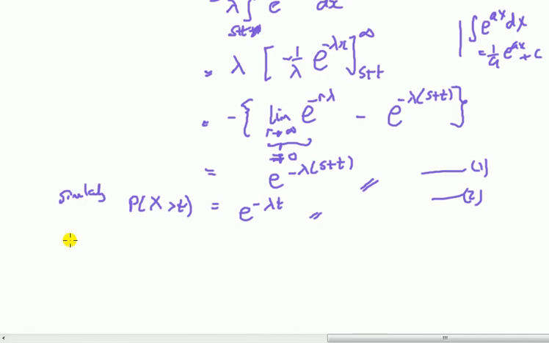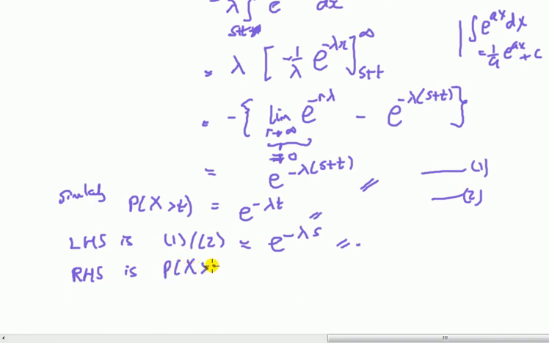So again, the left hand side then is e to the minus lambda s plus t divided by e to the minus lambda t, which is e to the minus lambda s. Okay, and the right hand side doesn't require any more working. Essentially we're done. It is the probability that x is bigger than s. It takes this form, so it's e to the minus lambda s. These two are the same. Hence, left hand side equals the right hand side. Left hand side of the memoryless property equals right hand side of the memoryless property, and we are done.